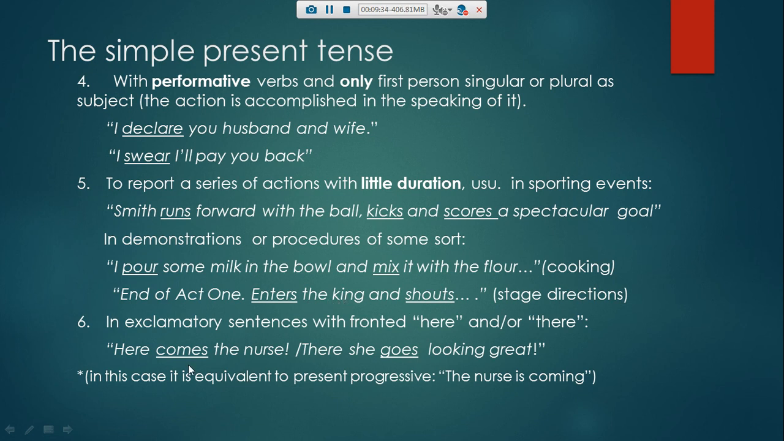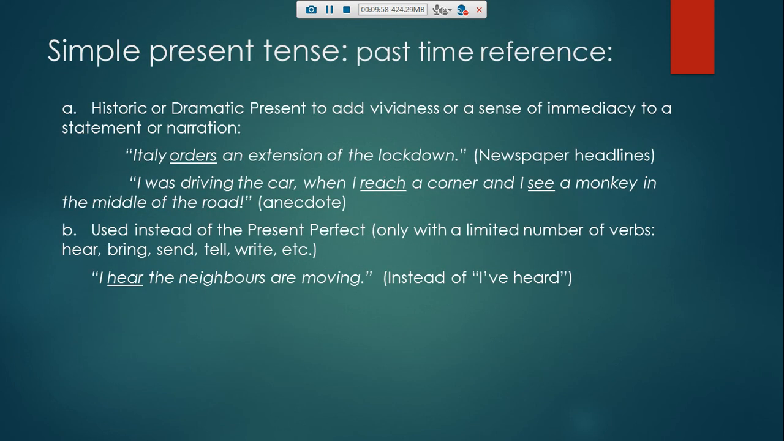Number 6, this is a special use because it could be equivalent or paraphrased by means of the present progressive. So it's in exclamatory sentences with fronted here or there. Here comes the nurse, or there she goes looking great. So here comes the nurse could be paraphrased by the nurse is coming here or now.